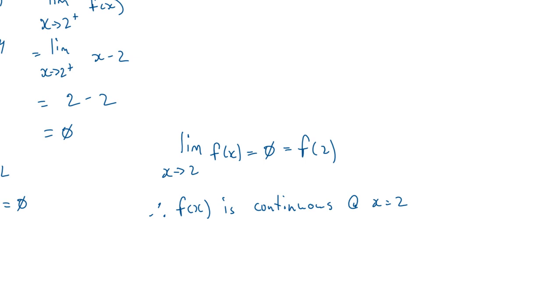We already talked about how it's continuous everywhere else. So in this case, one more final statement to summarize everything. Therefore, f at x is continuous for x, an element of the real numbers. For all x. For all real numbers.